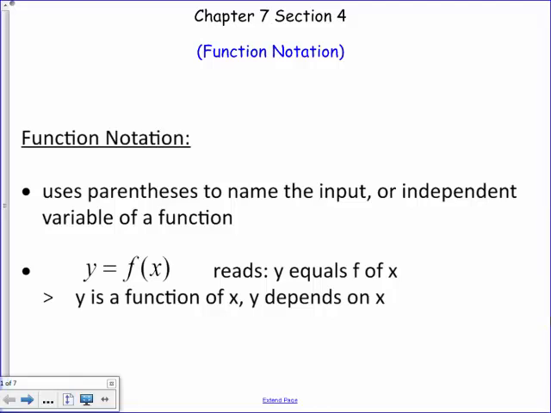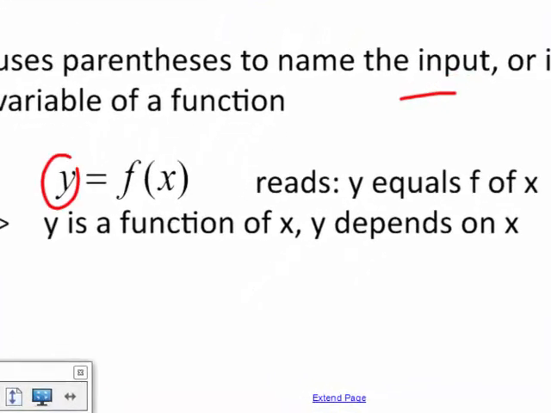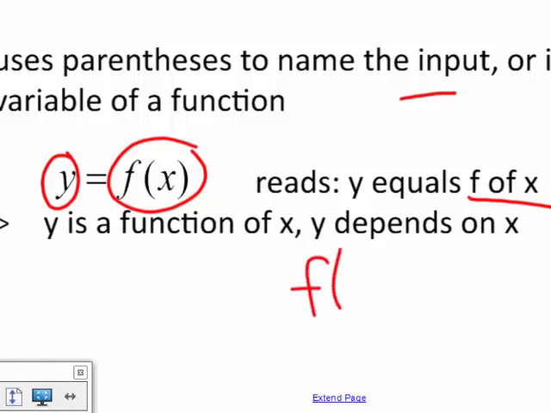So function notation, if we look at our first little bullet here, it says use parentheses to name the input or the independent variable of the function. So instead of writing y, we're going to replace it with f of x. And what that means is y is a function of f. Okay, and how this f of x works is that this f just represents the name of the function.